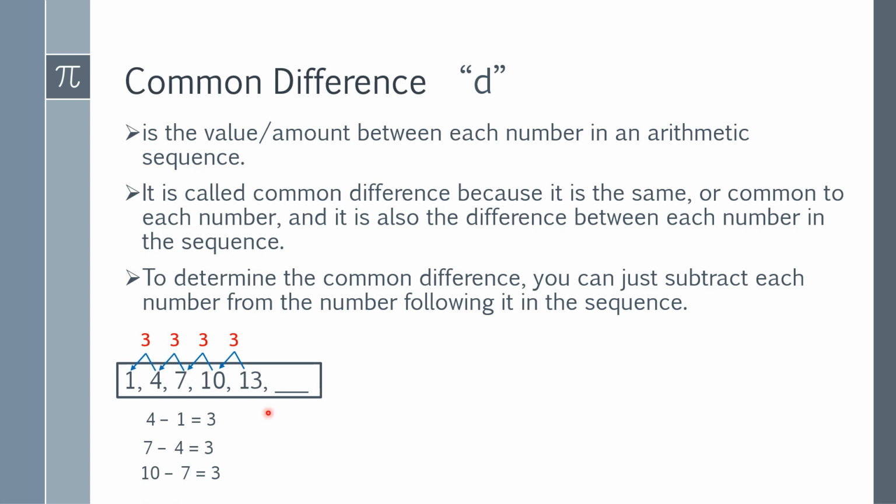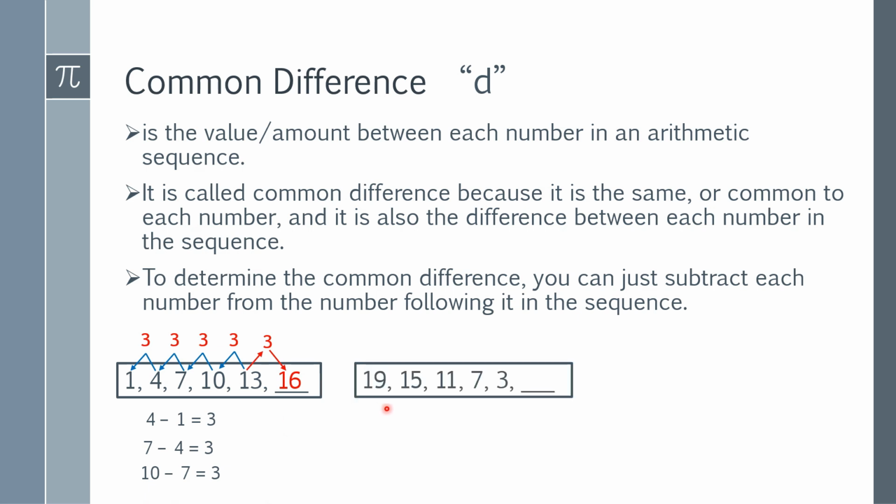So to get the next number after 13, we will just add this common difference 3 to 13. And that will give us 16. That is the next number.